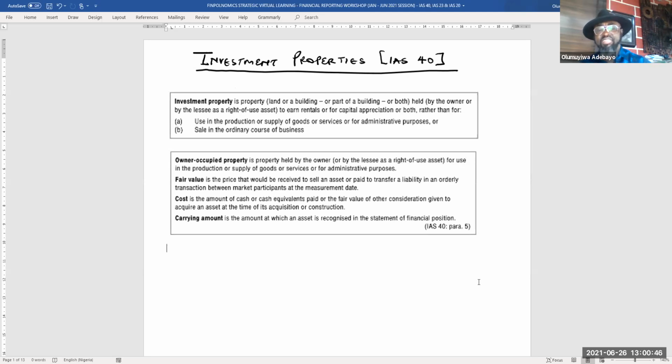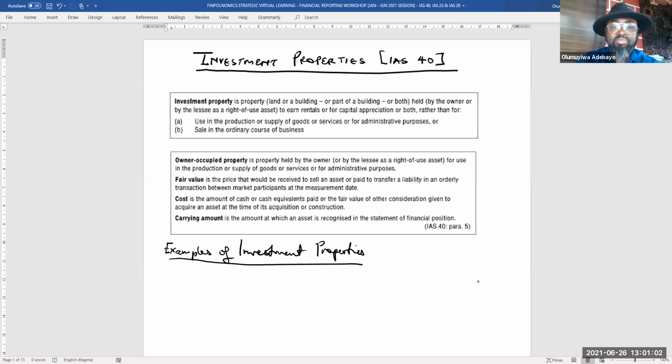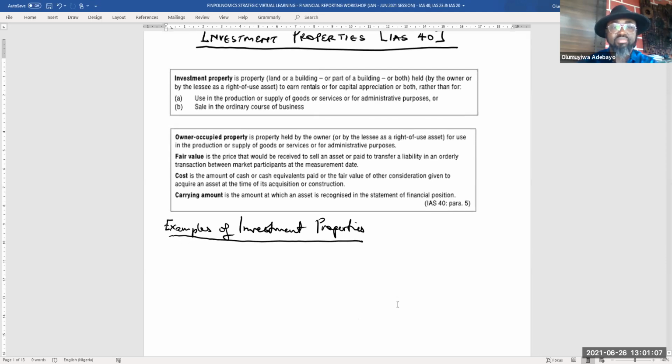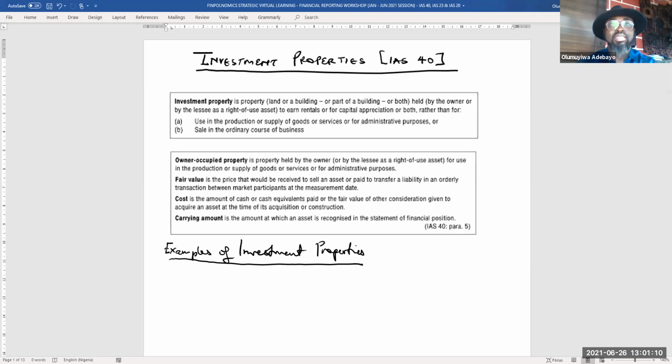Can we give vivid examples of investment properties? Let's look at practical examples of investment property based on our experience or what we might have come across before now. What are the examples of investment properties? Who can give me an example? Okay, what is the example?